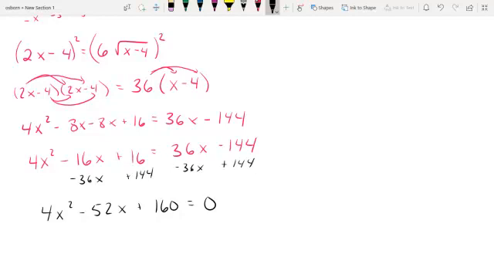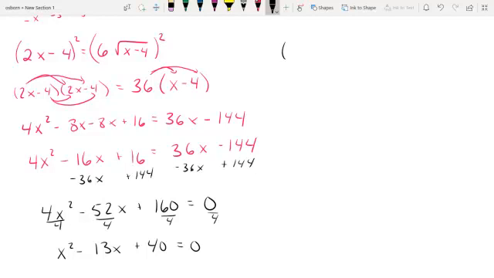Now before I start factoring out this quadratic, I'm going to look at it to see if I have a greatest common factor that I can factor out, or I can divide this whole equation by. And if I look, I can divide this whole thing by 4. When I do that, that leaves me with x squared minus 13x plus 40 is equal to 0.